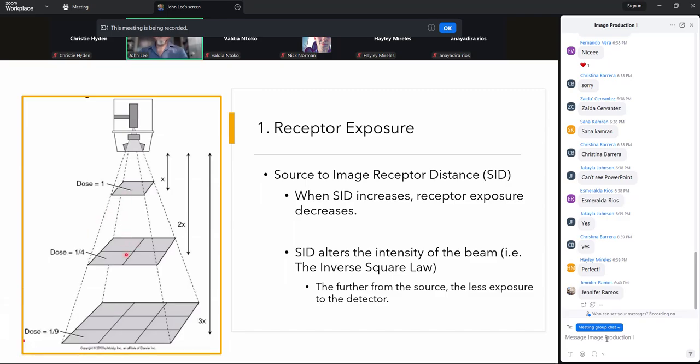a resultant area, just pick a spot here, that's going to equal 1 dose. So pick another spot here, it will be equivalent to a quarter of the dose because we've doubled the distance. Remember, the inverse of 2 over 1 is 1/2. You square that and it's 1/4. Tripling the distance, again, 3 over 1, the inverse of that is 1/3 squared equals 1/9 of the receptor exposure.